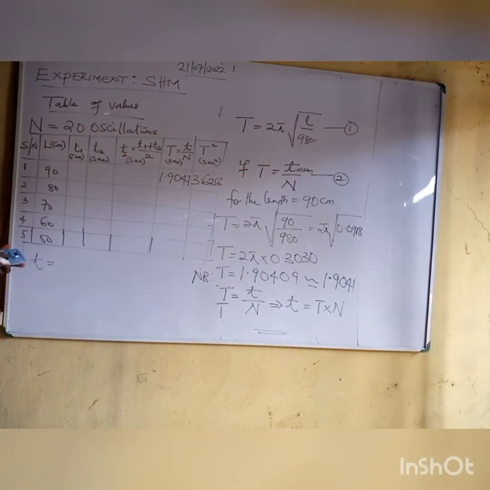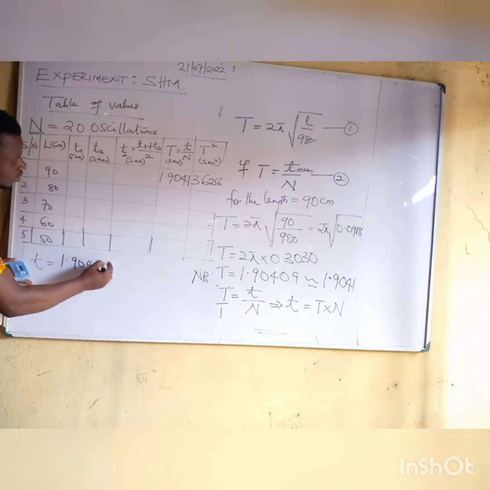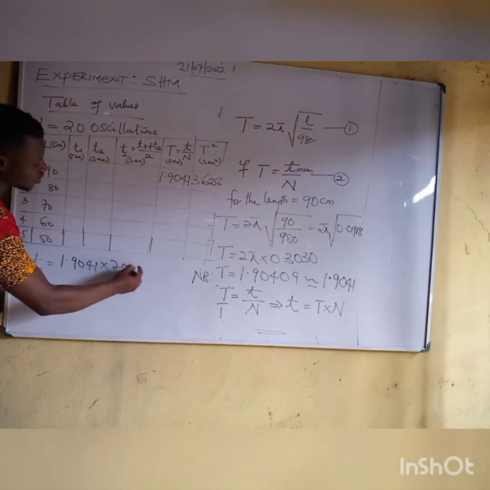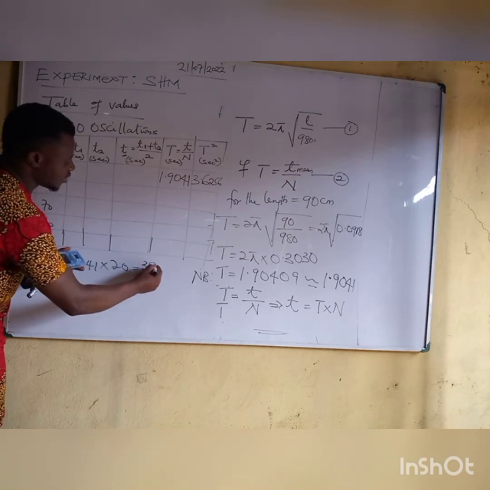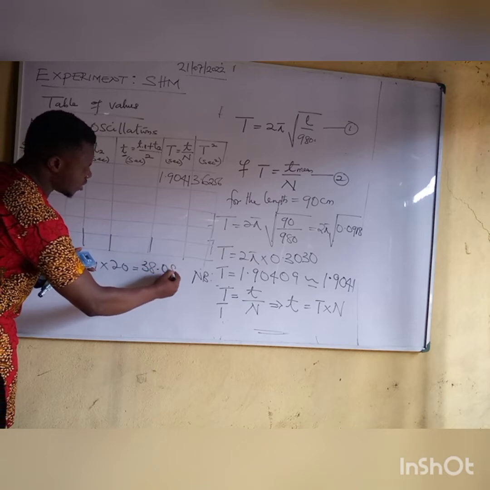So in that case, I can say that small t is equal to, look at it, our period, which is 1.9041, multiplied by your N, which is the number of oscillations. And what is the number of oscillations? Multiply by 20, which means 1.9041 times 20. We are going to get 38.082.